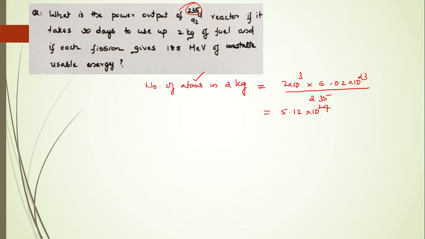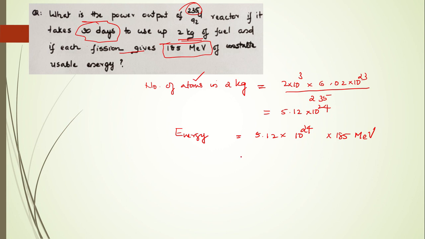അപ്പോൾ ഇവിടെ ഓർക്കാം, ഈ 2 കിലോഗ്രാമും യൂസ് ചെയ്യാൻ വേണ്ടി എത്ര ദിവസമാണ് എടുക്കുക? 30 days ആണ്. അതിൽ ഓരോ ഫിഷനിലും എത്ര എനർജി പുറത്തേക്ക് വരുന്നുണ്ട്? 185 മെഗാ ഇലക്ട്രോൺ വോൾട്ട്. അങ്ങനെയാണെങ്കിൽ ടോട്ടലായിട്ട് റിലീസ് ചെയ്യുന്ന എനർജി നമുക്ക് എങ്ങനെ കണ്ടുപിടിക്കാം? So that is equal to the energy released in those 30 days, or for that 2 kilogram, per fission that much energy, that is 185 mega electron volt. So that much into 5.12 into 10 to the power of 24. So that much mega electron volt.